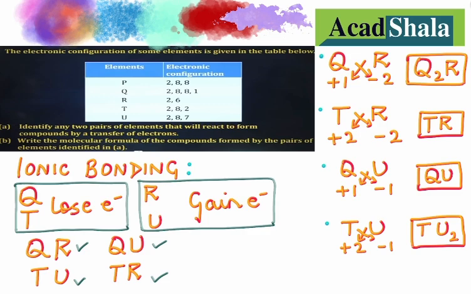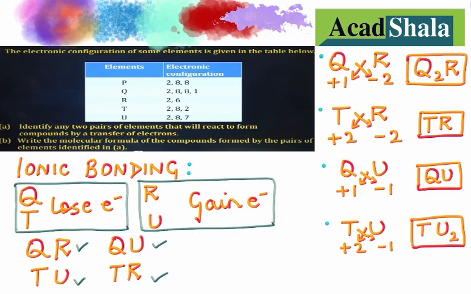Now, they have also asked to identify any two pairs of elements that will react to form compounds by transfer of electrons. You should know the meaning of transfer of electrons. That means it is ionic bonding, because the question demands transfer of electrons. Ionic bonding means we should have one metal and the other a non-metal.